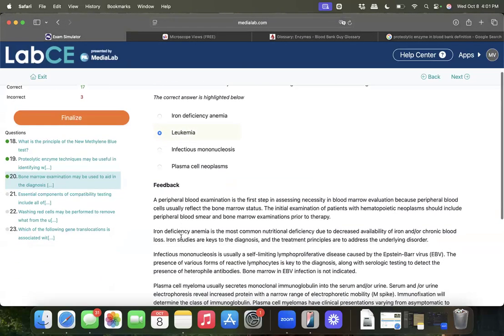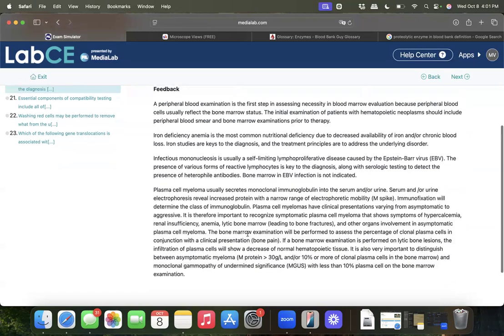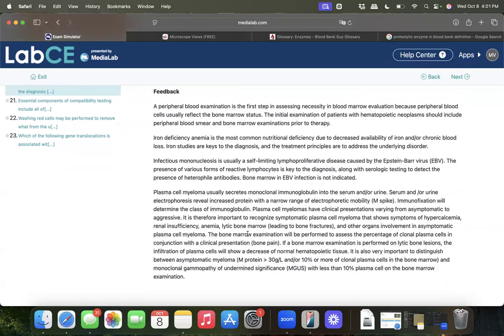The reason is that a peripheral blood examination is the first step in assessing a bone marrow evaluation, because peripheral blood cells usually reflect the bone marrow status. For iron deficiency anemia, iron studies are the key to diagnosis, not a bone marrow biopsy. Infectious mono is normally a self-limiting lymphoproliferative disease caused by Epstein-Barr, and the presence of various forms of reactive lymphocytes is key to diagnosis, along with serological testing to detect heterophile antibodies. That's why I was saying swab and do the agglutination test. Plasma cell myeloma usually secretes monoclonal immunoglobulin into the serum and/or urine. Serum and/or urine electrophoresis reveal increased protein with a narrow range of electrophoretic mobility, or an M spike.